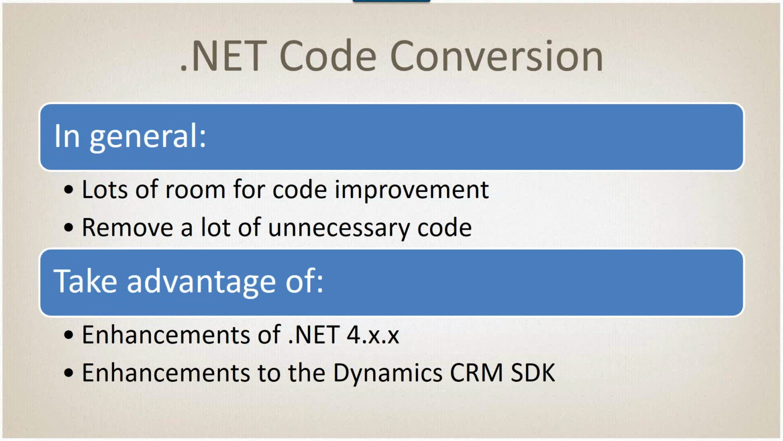So there's lots of room for code improvement. There's tons of things that you can actually remove, and I mean literally tons of things. You get to take advantage of the enhancements to .NET 4. We're on like 4.5.2 now. The SDK has changed dramatically over the years, so it's now much easier to do things with less code. All this code conversion is really going to show up like that.